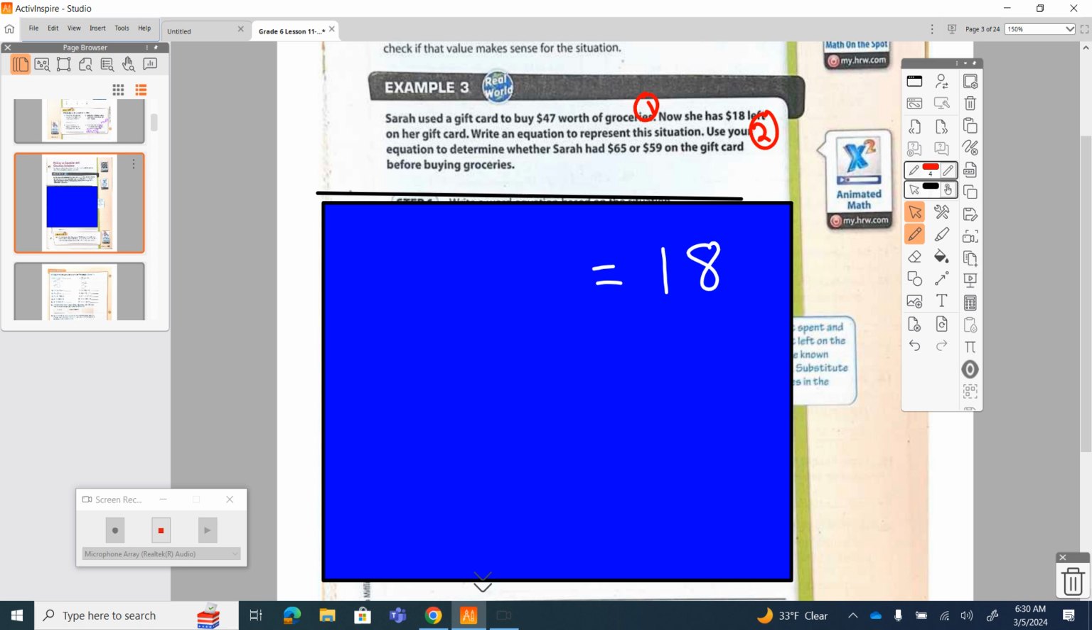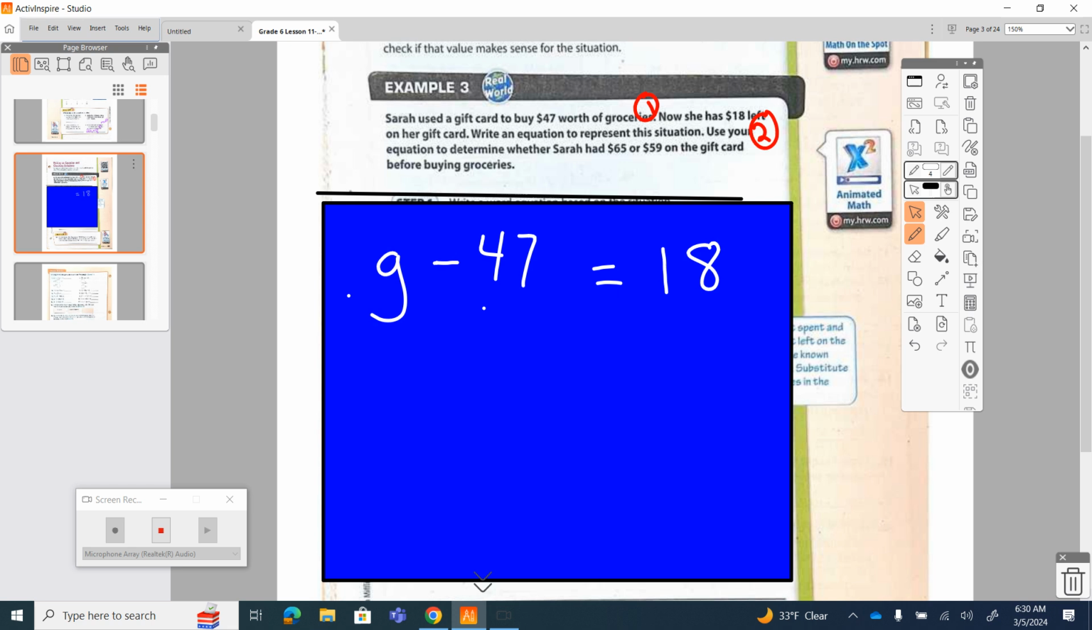So she used a gift card. I don't know how much she had on her gift card. We're going to use the gift card to determine whether she had $65 or $59. We'll figure that out in a minute, okay? So she had an amount of money on her gift card. I'm going to use the letter G for gift card. From that gift card, let's say it was $100. She bought $47 worth. So when you use a gift card, that takes money off your gift card. Okay? So the money she started with, she took away 47, she ends up with 18.